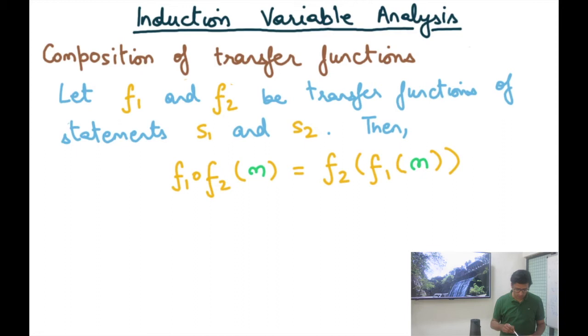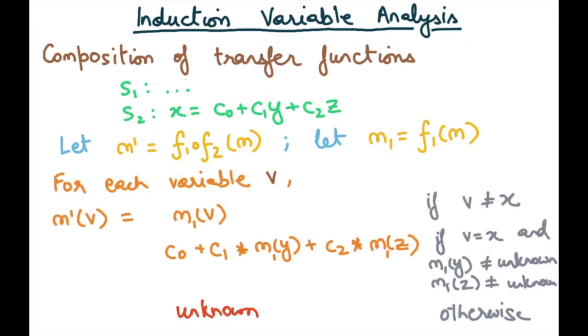And so recall that the composition operator is f1 composed with f2. So let f1 and f2 be the transfer functions of statements or regions s1 and s2. Then f1 composed with f2 of m is nothing but first apply f1 to m, and on the result you apply f2. And this is also going to be consistent with our affineness relation, because if f1 is going to give out a map which has affine mappings, then f2 will also give out a map which is going to have only affine mappings.